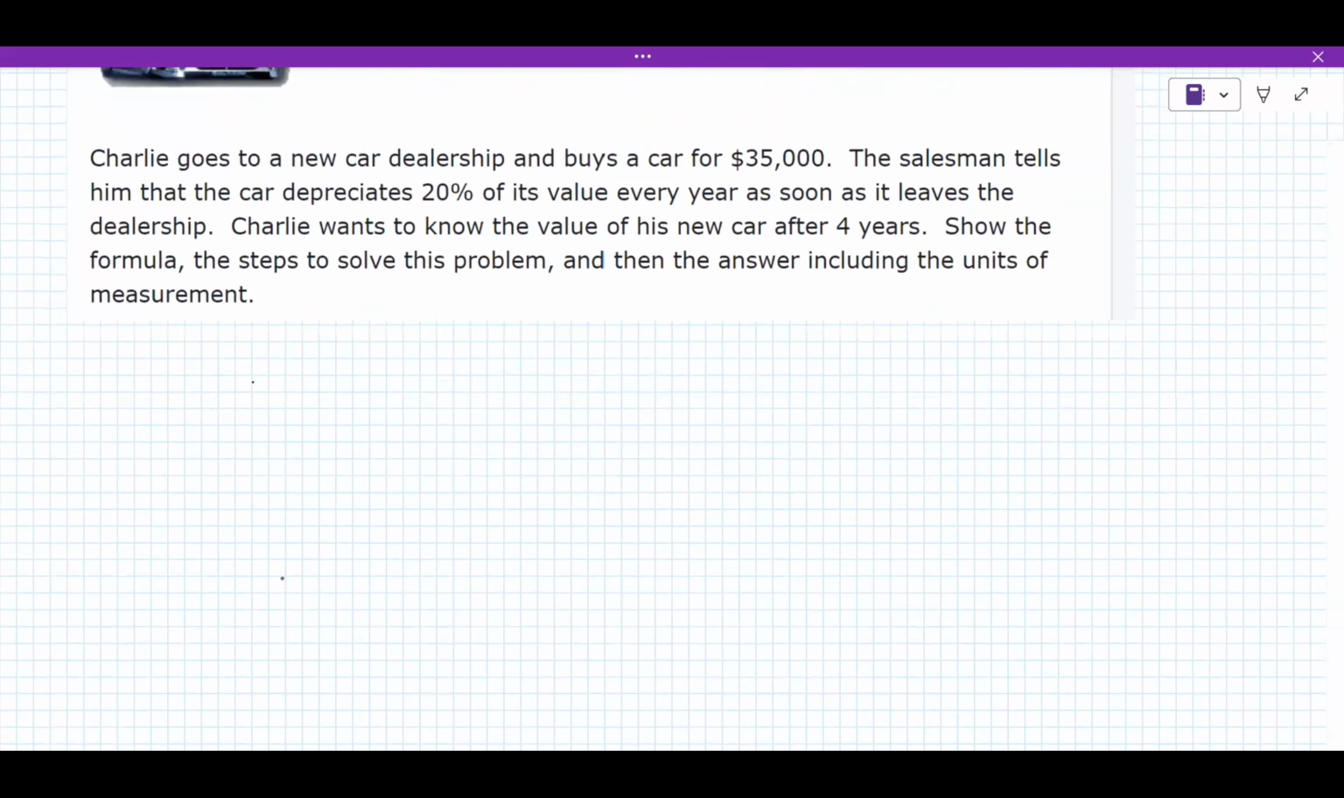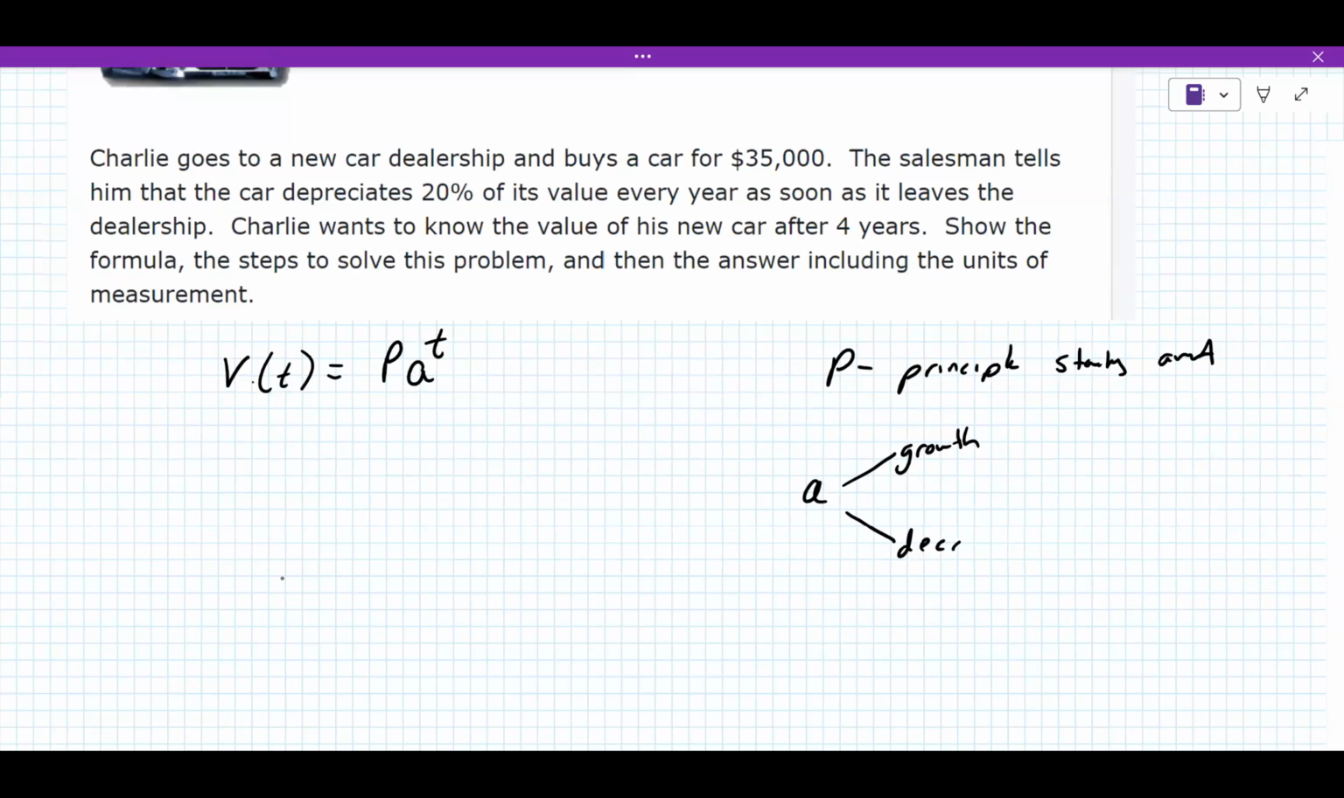Okay, so the value of the car, we'll call it value of the car as a function of time, is equal to what's called PAT. P stands for the principal or the starting amount. A is two things. It depends whether it's growth or it's decay. Decay is like depreciation, growth is appreciation, increasing, decreasing. Growth is 1 plus R, decay is 1 minus R.